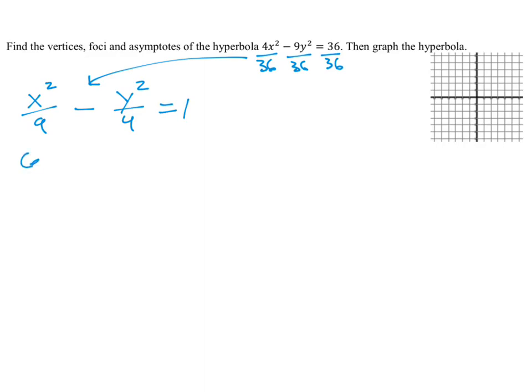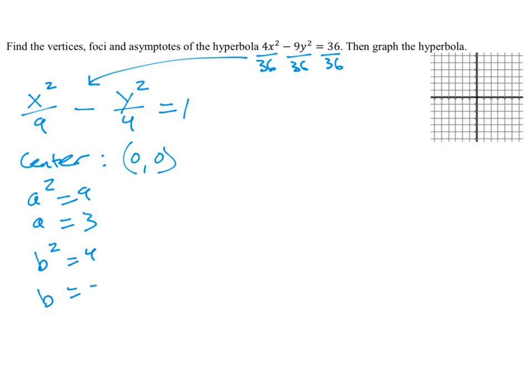Luckily on this, our center is at 0, 0. And that's because there's nothing in here with the x squared and y squared. And then since this number is under the first variable, that's going to be a squared. So a squared is going to be 9, which means a is 3. This number is under the second one, which means that's b squared, so b squared is 4, which means b is 2. Now that we have that, we can get our vertices.